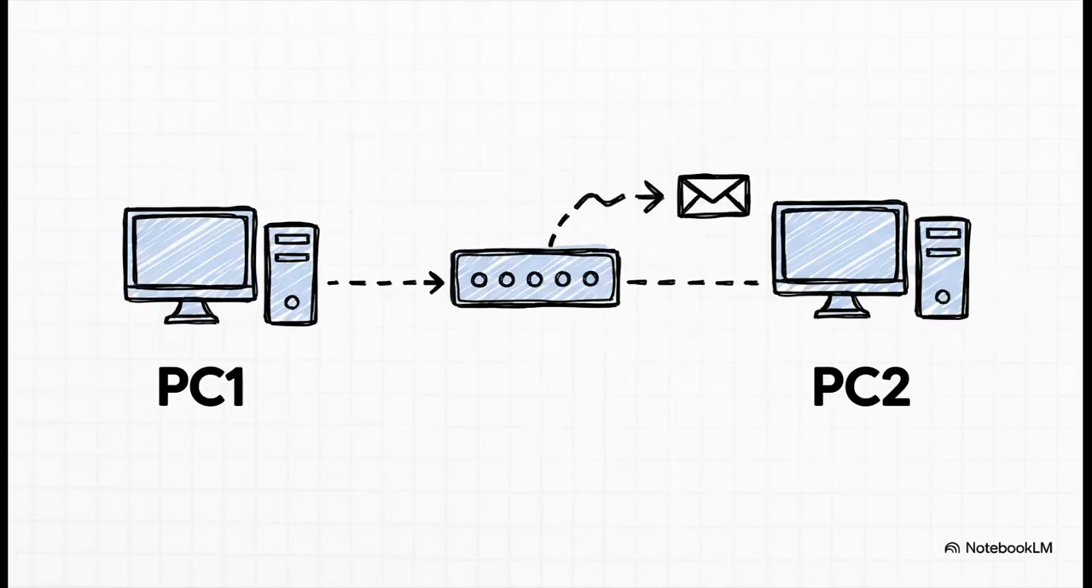All right, to make this super clear, let's set the scene. We've got two main characters in our story. First, there's PC1, who wants to send a message. And then there's PC2, the computer it's trying to talk to. They're both hooked up to the same local network, and PC1 is ready to send.